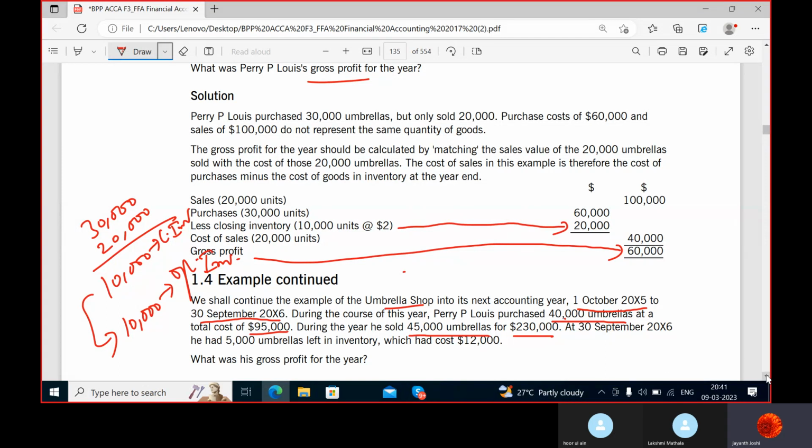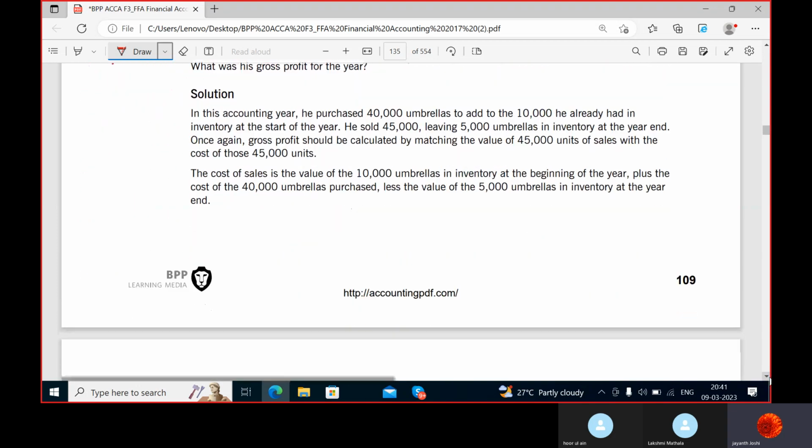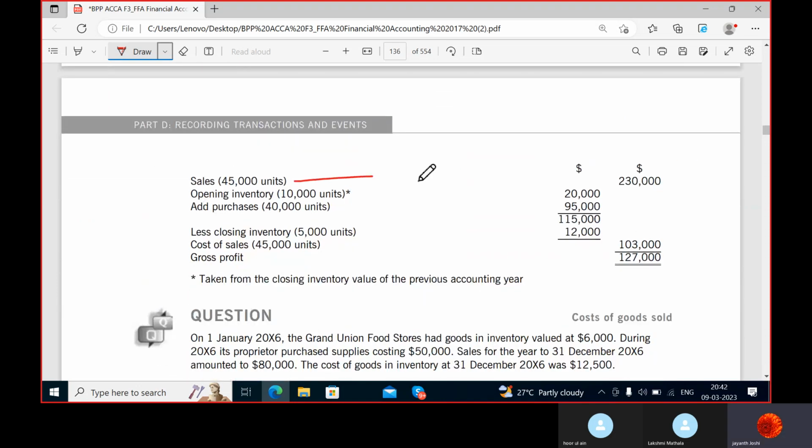So let's now find out the revenue. No need to find out, they have already given the revenue. 45,000 umbrellas are sold for 230,000. So we'll take this. Opening inventory 10,000 units, $20,000. They purchased 40,000 units in this year for $95,000.